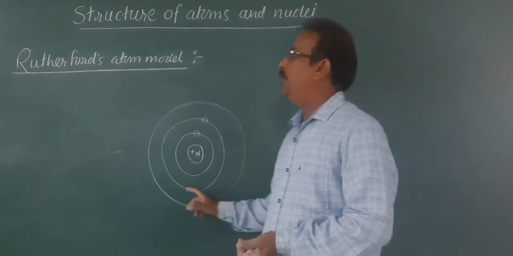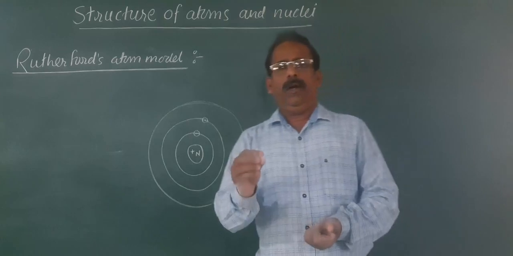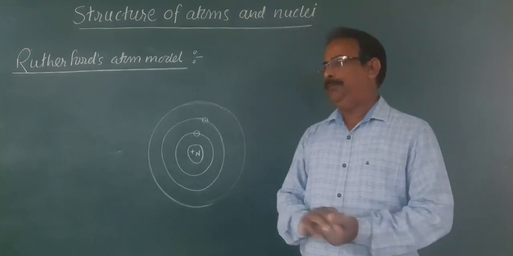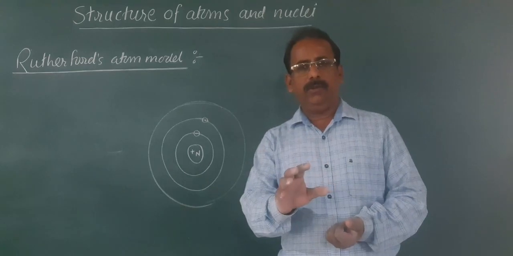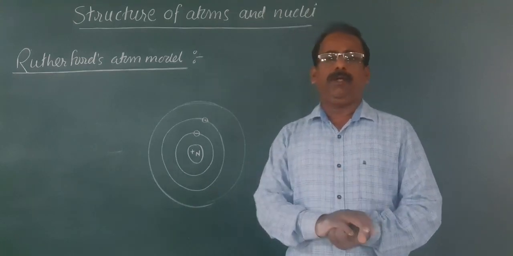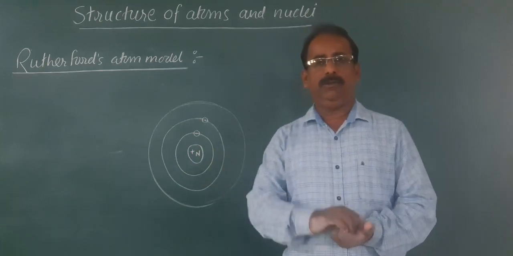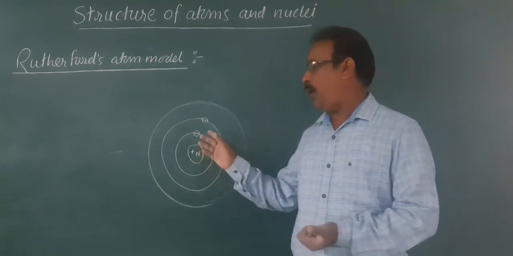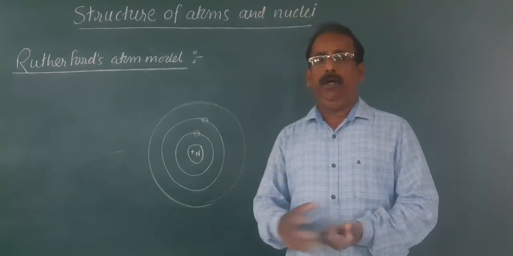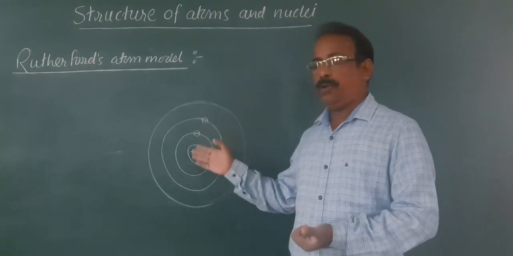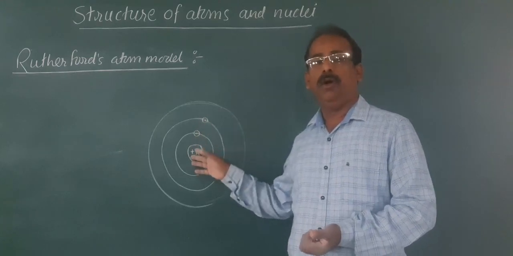This is Rutherford's atom model. According to Rutherford, electrons revolve around the nucleus in circular orbits. The required centripetal force for this is provided by the electrostatic force of attraction between the nucleus and the electron.